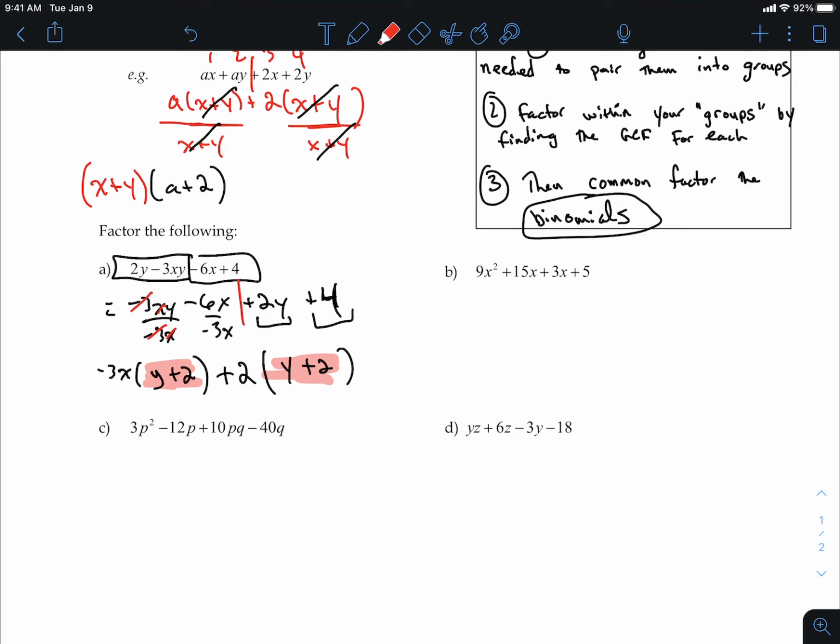Okay. So now I could divide both of these two pieces by y plus 2, right? Like what I did in the first question. And I should get y plus 2 as the greatest common factor. And then what would be left after you cancel them would be negative 3x plus 2. There's your final answer.